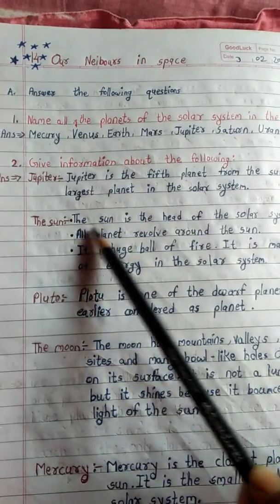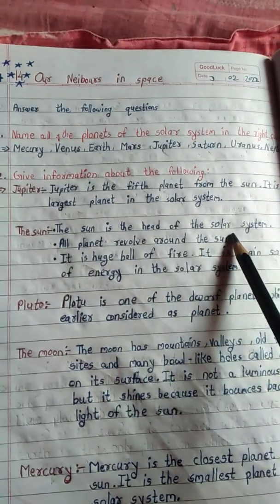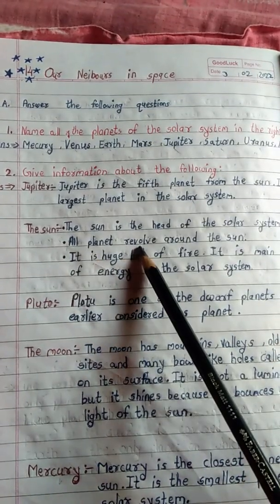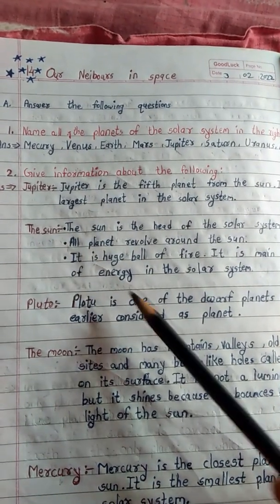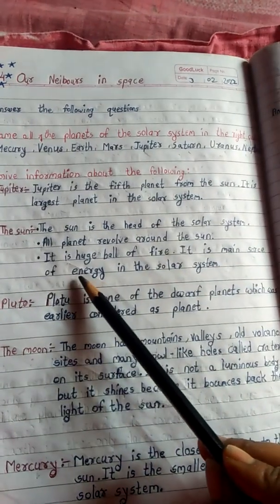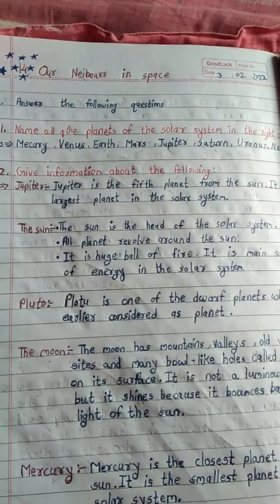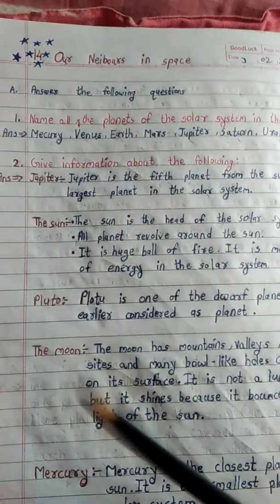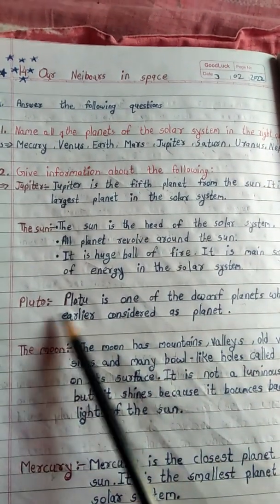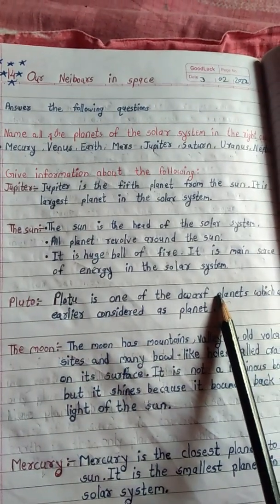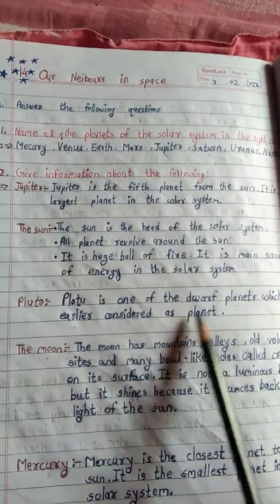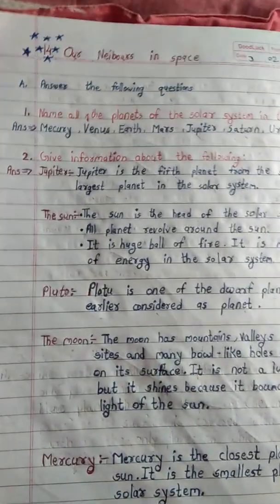The Sun. The Sun is the head of the solar system. All the planets revolve around the Sun. It is a huge ball of fire. It is the main source of energy in the solar system. Then Pluto. Pluto is one of the dwarf planets, which was earlier considered a planet.